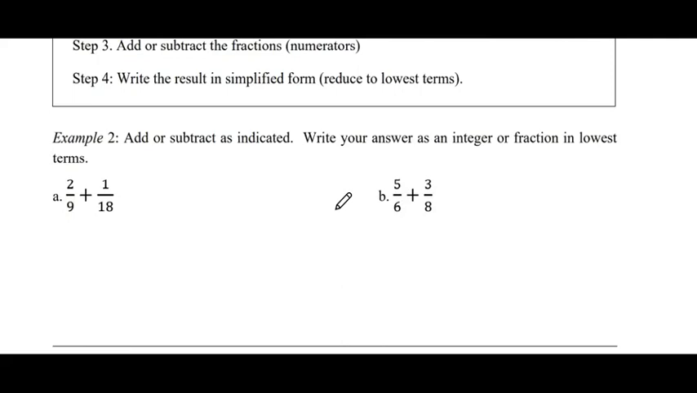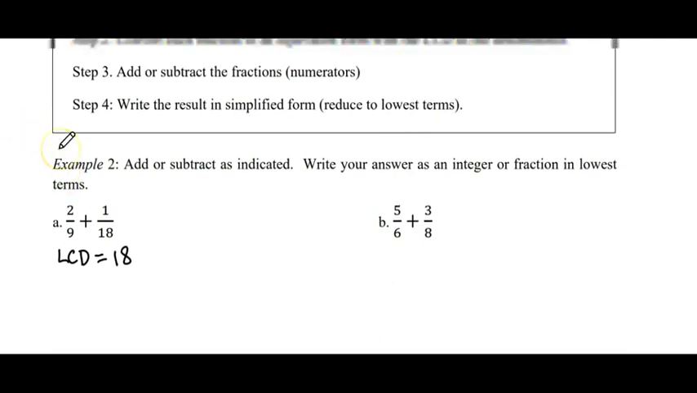So let's go ahead and look at our first example. In example 2, part A, we're adding 2 over 9 plus 1 over 18. In the first step, we need to find the LCD. 9 does go into 18, because 9 times 2 is 18. So the LCD that I'm going to use is 18. That's your step 1.